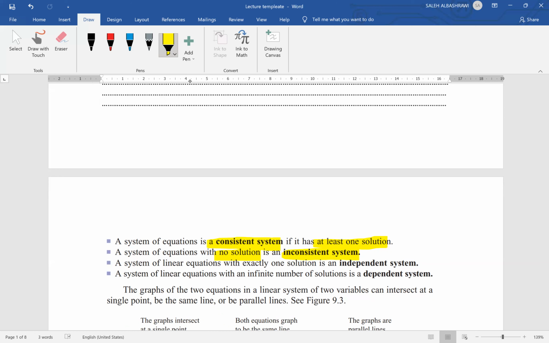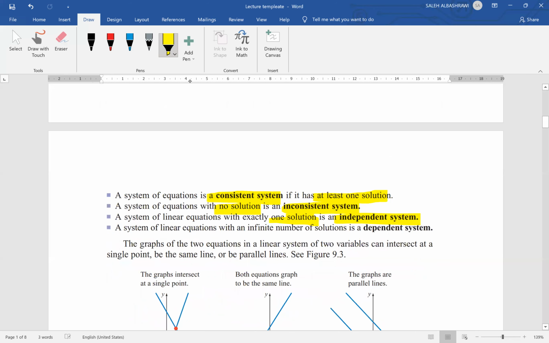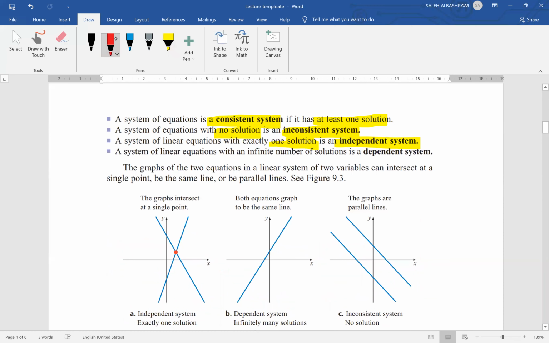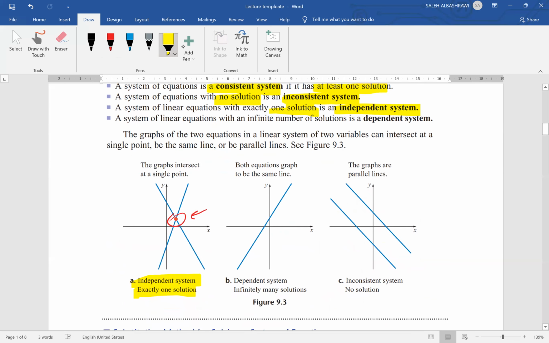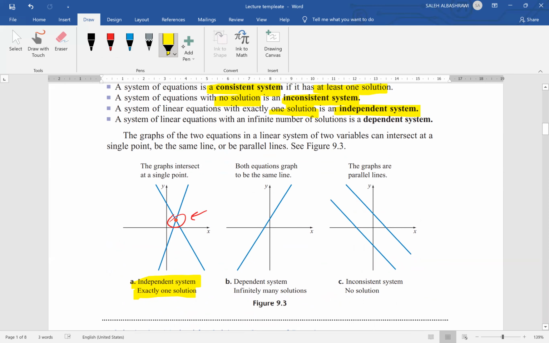A system of linear equations with exactly one solution is called an independent system, similar to this one. This system has one intersecting point, a single point, exactly one solution. So it is an independent system. If it is independent, it means it has only one solution, or the two lines are intersecting in one point.